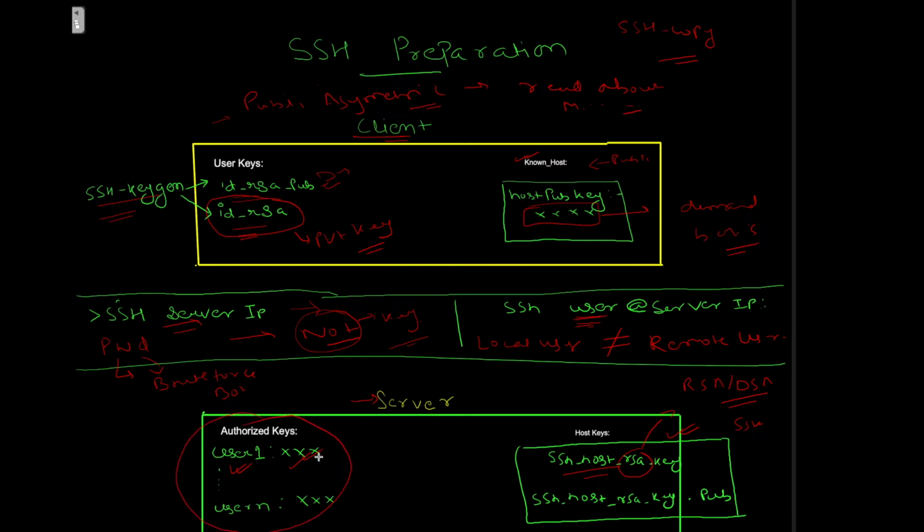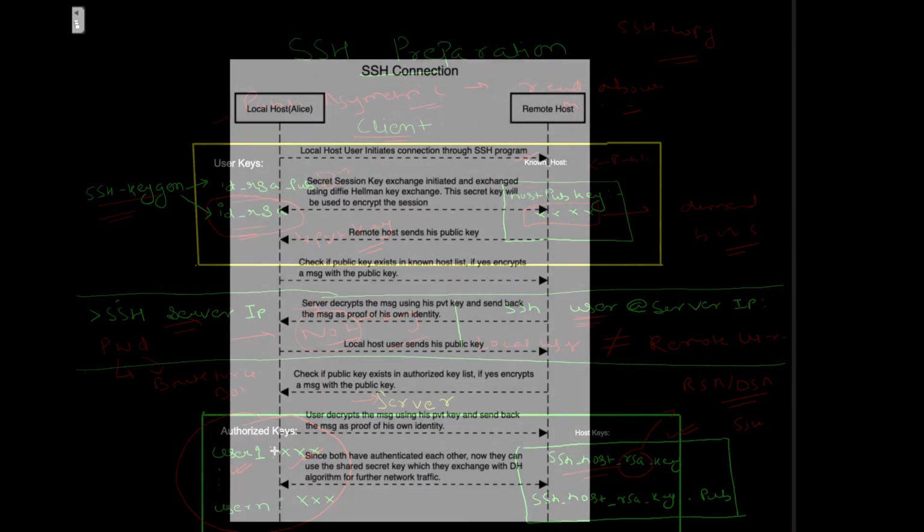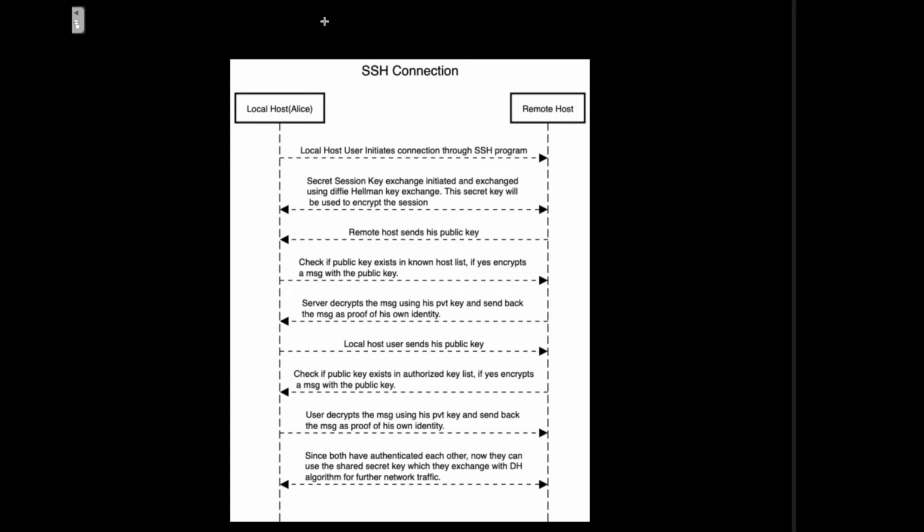This basically stores the public key for all the users who are eligible to connect to this remote server. Since we have looked into the preparation phase of SSH, now let's look at the execution phase of SSH. Okay, so when a user does ssh user@IP-address-of-server, what happens behind the back? This SSH command initiates a connection to the remote host.